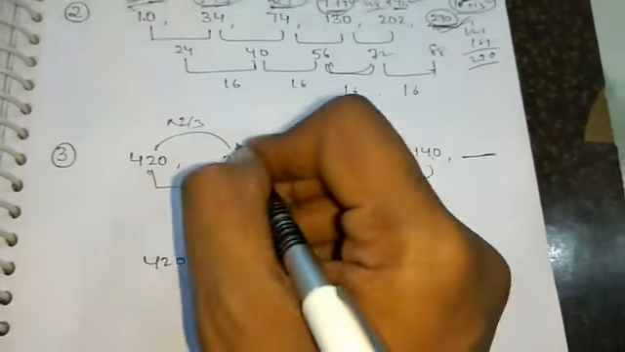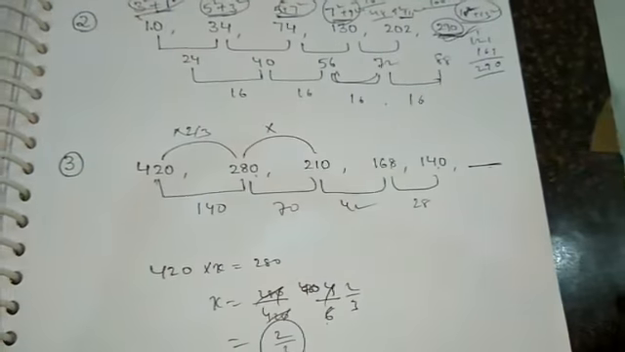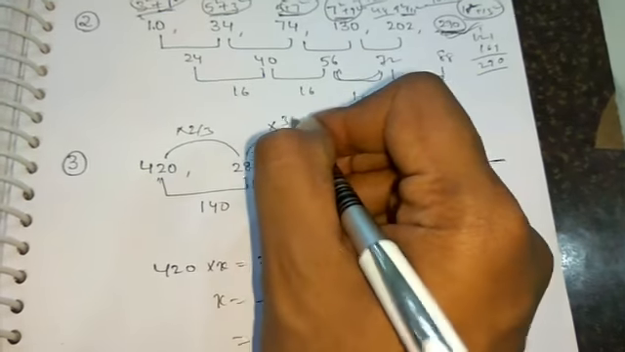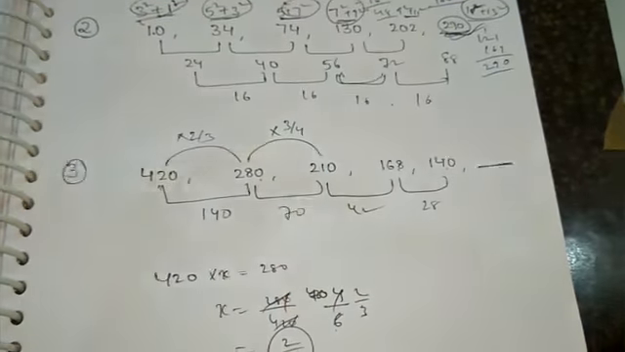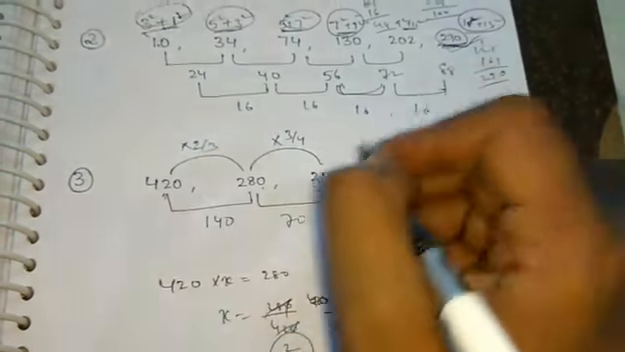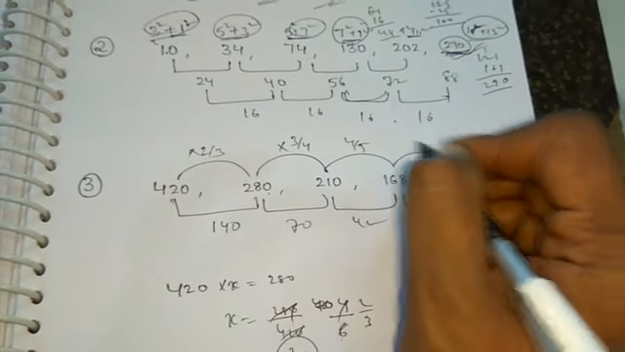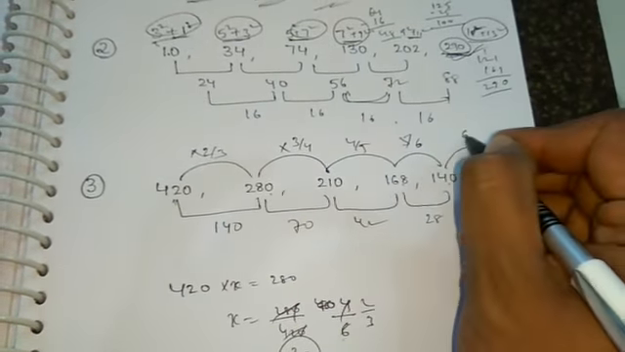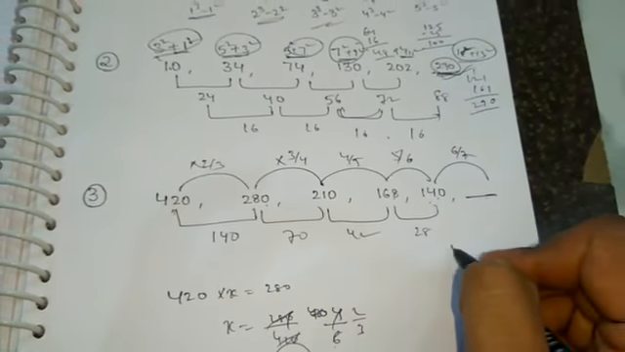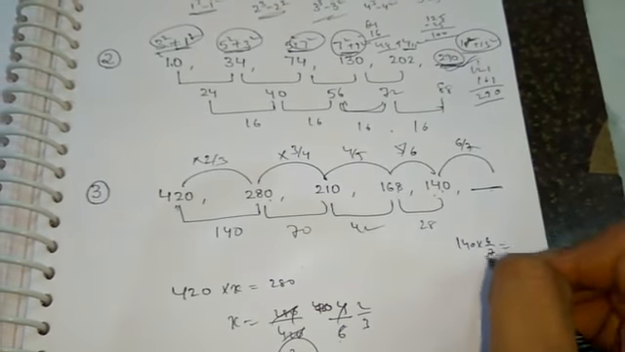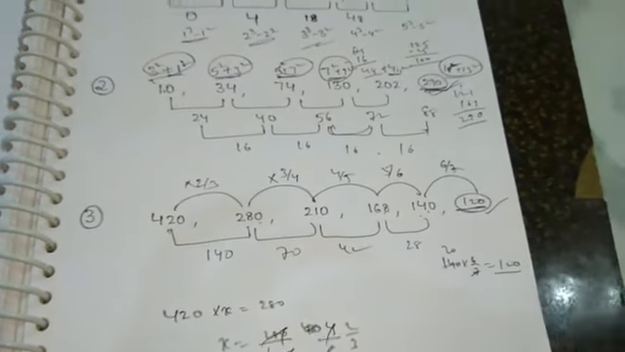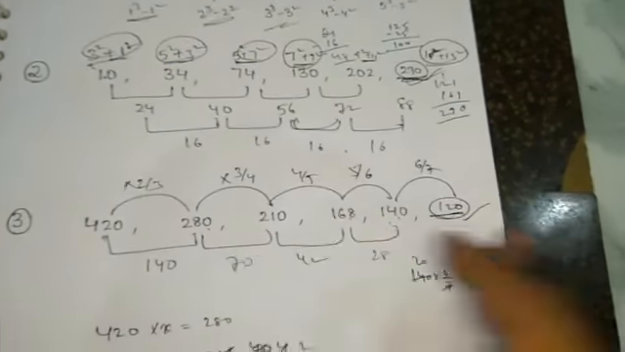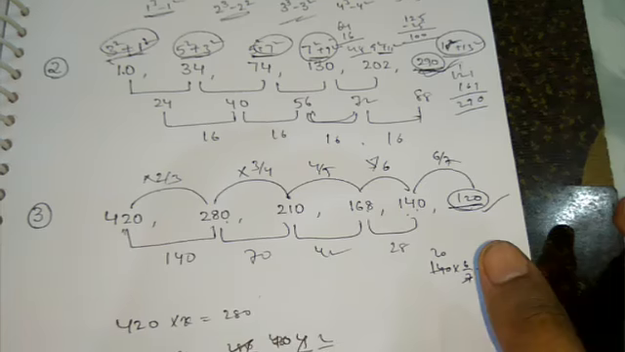So what can be this? Into how much? So into 3 by 4. 4 seventies are 280, 70 into 3 is 210. So 2 by 3, 3 by 4. The next one will be 4 by 5, this will be 5 by 6, this will be 6 by 7. So 140 into 6 by 7: 20 into 6, 120 is the answer. So these types of series can also be given.